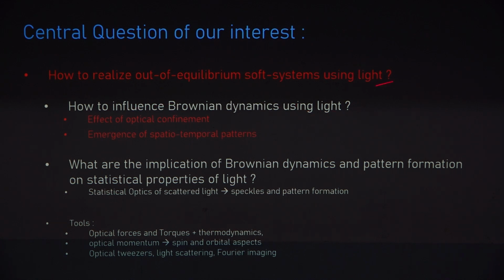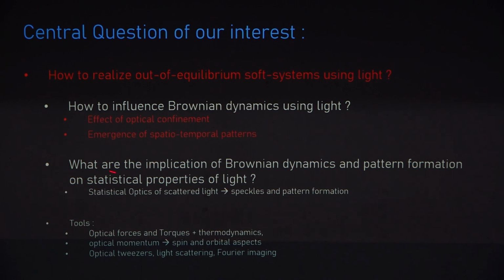The sub-questions involve how to influence Brownian dynamics using light. First of all, what happens if you look at some particular kind of systems which are sensitive to light, how does the Brownian dynamics read? And especially I'm going to focus on the effect of optical confinement. It has some aspects related to optical lasers, but also something which will be broader. And I'm going to also show how one can study emergence of spatial temporal patterns using such kind of systems.